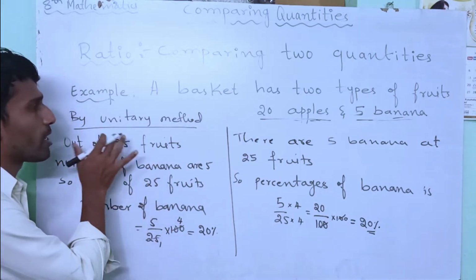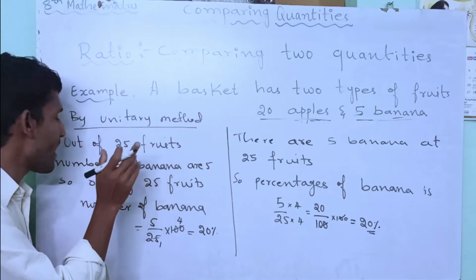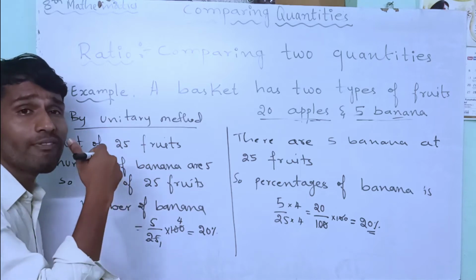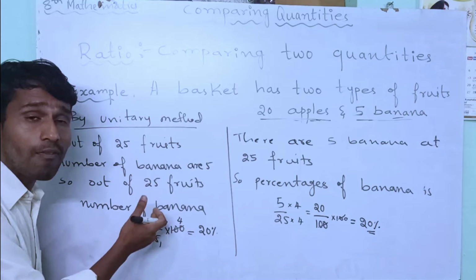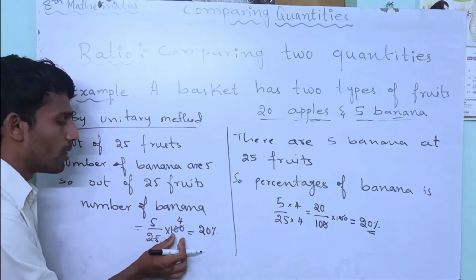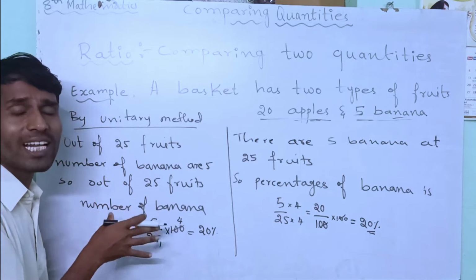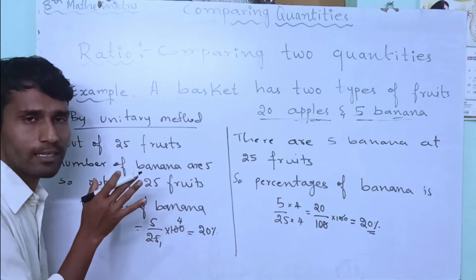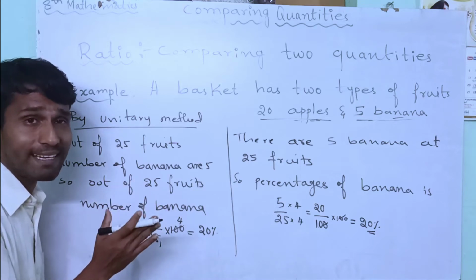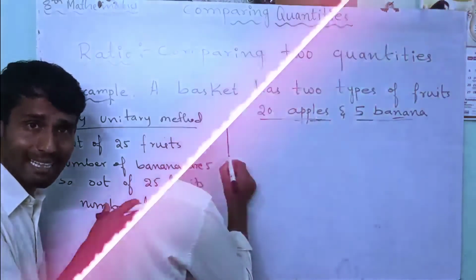Okay, dear friend, let us see another time by the unitary method how we can find it. Out of 25 fruits in the basket, the number of bananas is 5. So out of 25 fruits, the number of bananas is 5 by 25 into 100. Here I am multiplying by 100 because we have to convert into the form of percentage. Dear student, we solved all these problems in 7th comparing quantities. Just recall 7th standard mathematics comparing quantities once, then only you will understand. Otherwise you will have difficulty in this subject.